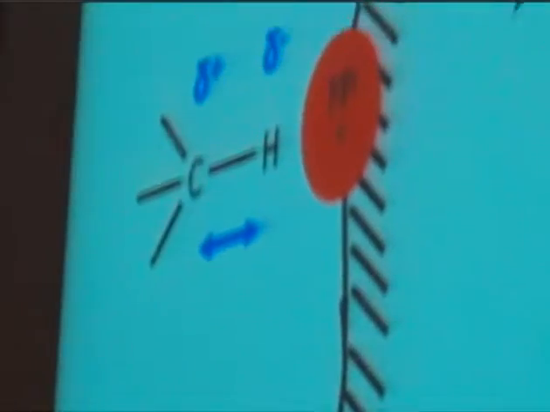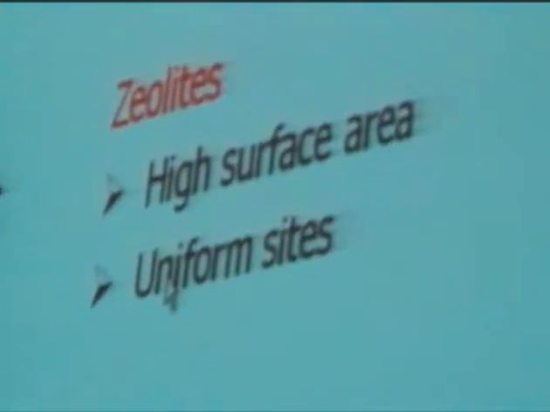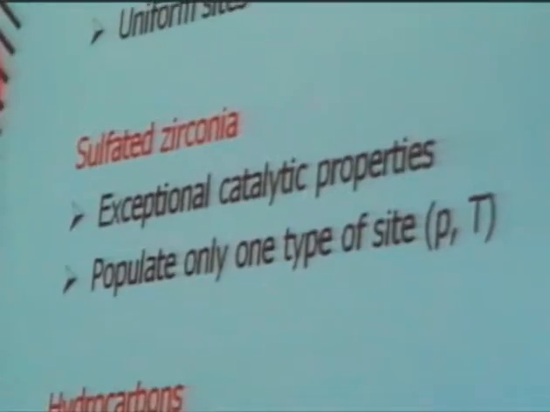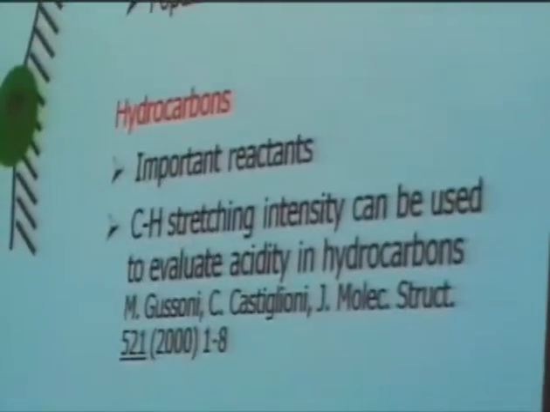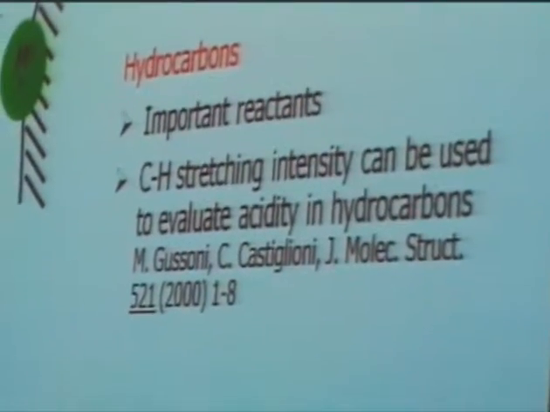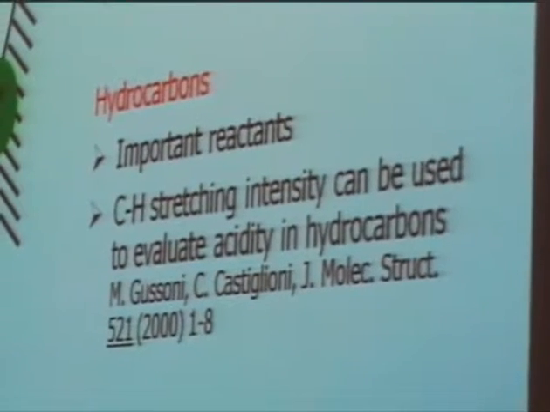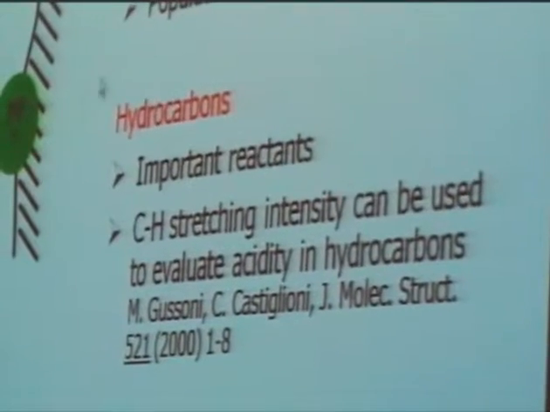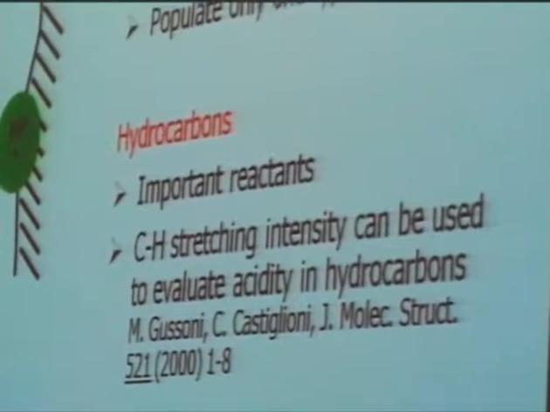For that, we first have to select the right samples, and of course, zeolites are very attractive here: high surface area, and relatively uniform sites. What we included also were sulfated zirconia materials because they have exceptional catalytic properties in the conversion of alkanes, and it's one of our other research subjects. Of course, they're not as homogeneous, but if one selects the pressure and the temperature in the right range, then one can perhaps populate just one type of site.